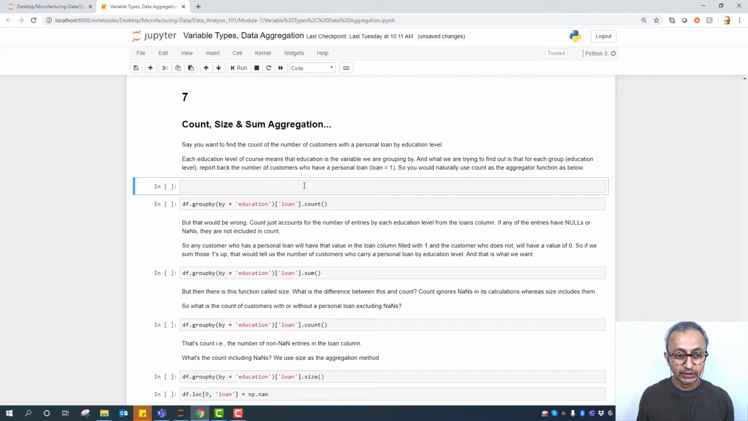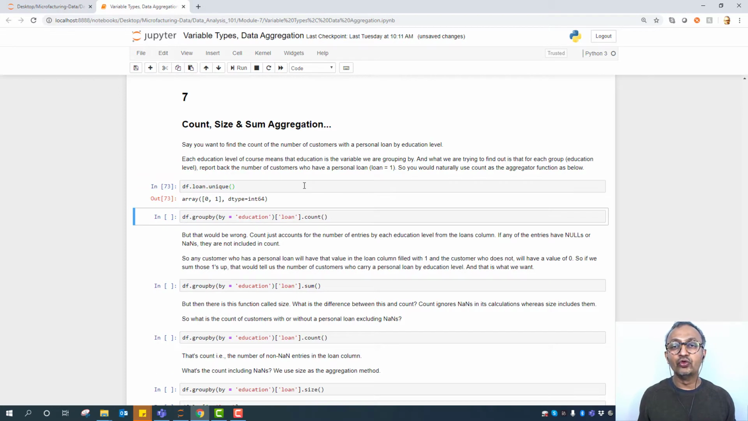When you say count of the number of customers with a personal loan, we know what the loan column looks like. It has two values, 0 and 1. 1 is with loan, 0 is without loan. So give me the number of customers with loan. Theoretically, you would want to do this: by education, the loan column, and you count.